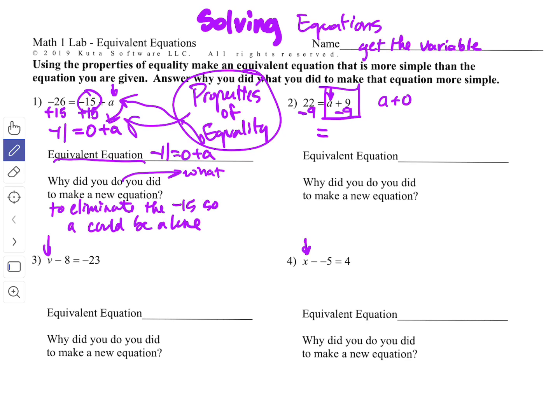So again, equivalent equations, same equation, give us the same answer. That's why we can use them, and we use certain numbers, add, subtract, multiply, or divide in a way to make it more simple. Like this one, 22 equals a plus 9. By subtracting 9 from both sides, we get rid of the plus 9, so we end up with just a equals a number, which is what we like to see, isn't it?